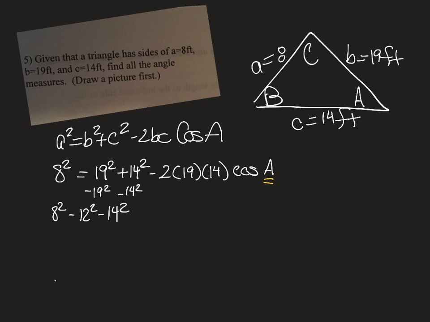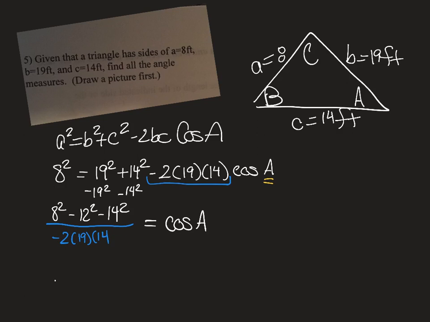And then you would end up dividing by this piece. So this would all be divided by -2 times 19 times 14. This equals my cosine A. So I'm going to go ahead and grab a calculator real quick, and I'm going to type what I'm boxing in yellow.